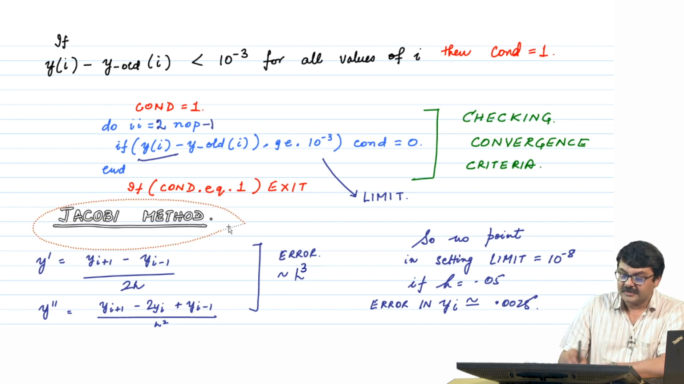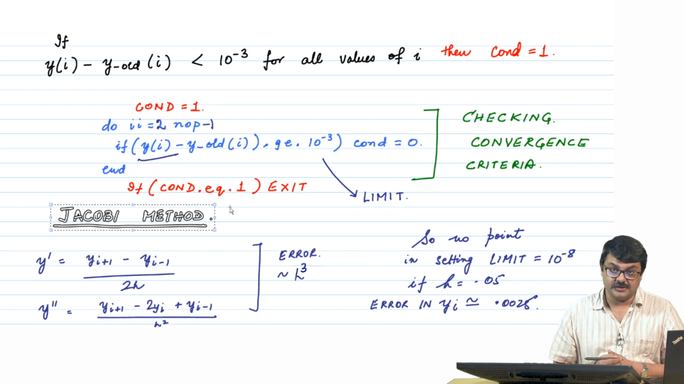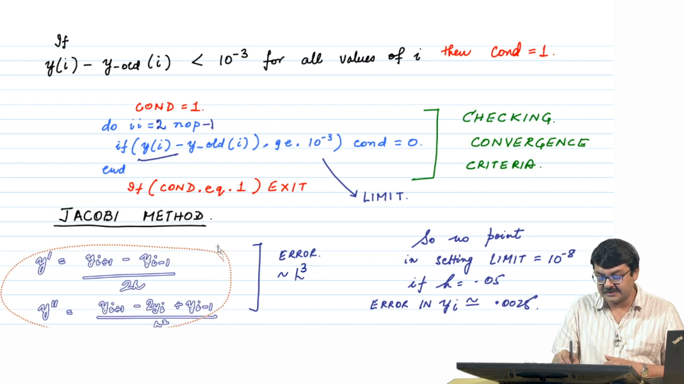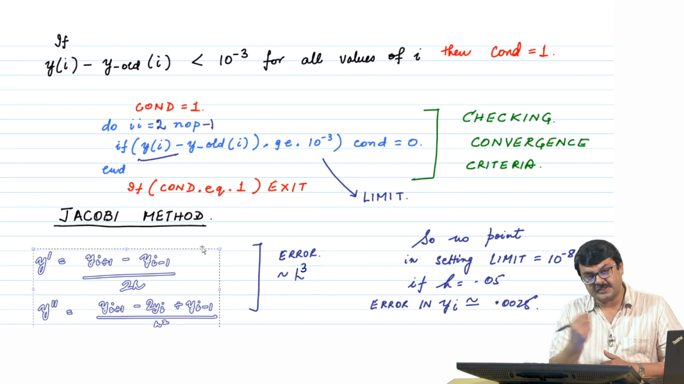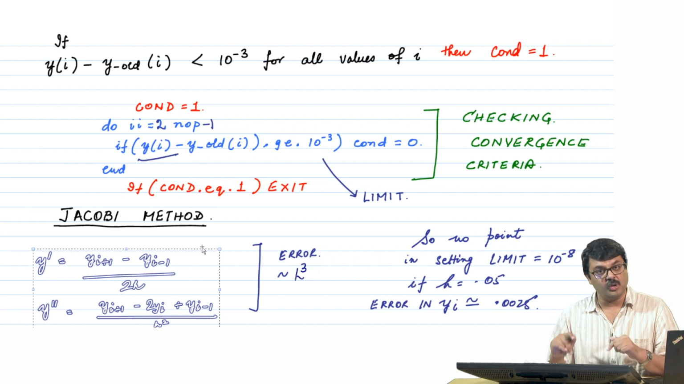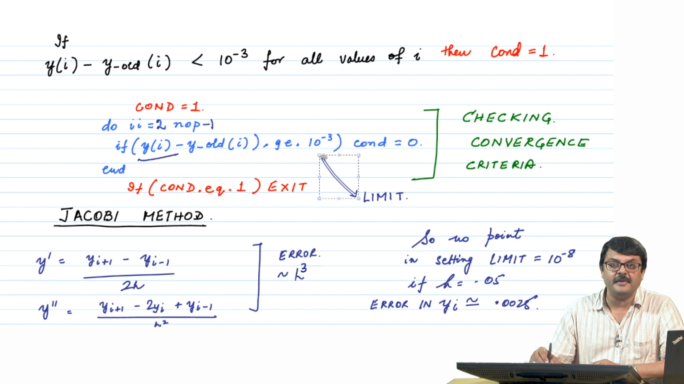Now, this method is called the Jacobi method, the Jacobi method to calculate the solution of the difference equation. What you have done is essentially using these two relations, you have substituted d2y/dx2 and dy/dx in the differential equation. You calculate yi for each of the i values, then you save these new values obtained of yi into y old and use y old to calculate the new values of yi iteratively, right. Now, the question is, what limit should you set here?